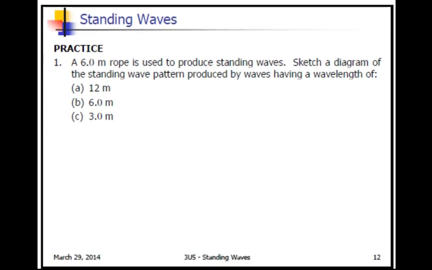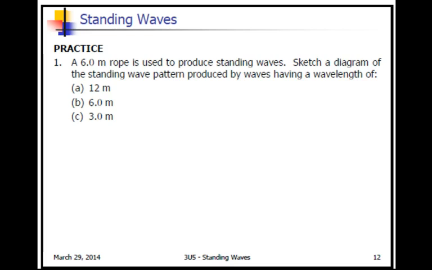So for this question, I won't show you sketches. You can draw the sketches on your own, but we can talk through this. Each loop would have to be a half wavelength. So in the first case, and again, we have a 6-foot rope, so it's attached to the wall at one end. So in the first case, half a wavelength for 12 would be 6 meters.